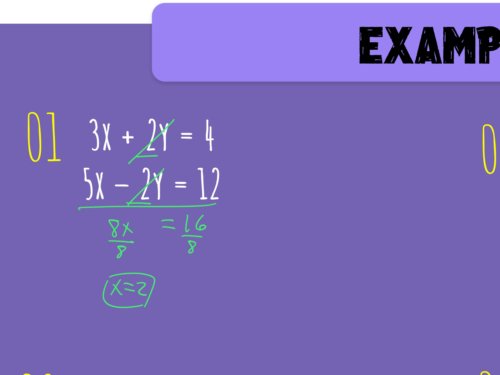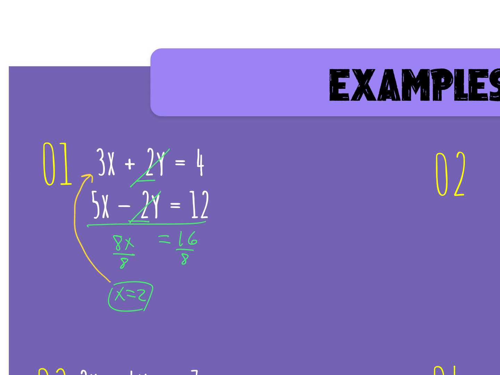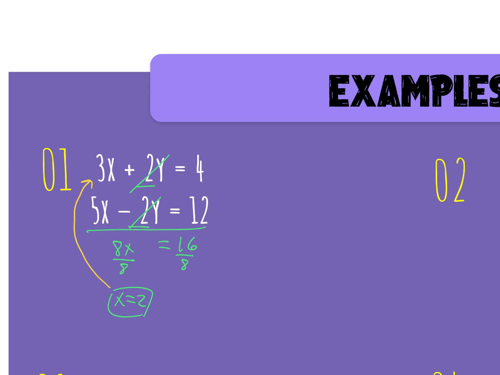Now with this x equals 2, you can plug it into one of your two equations. It doesn't matter which one. Unlike substitution, there's not an obvious choice. You can pick one of your two equations, so I'm going to plug it into the first one.